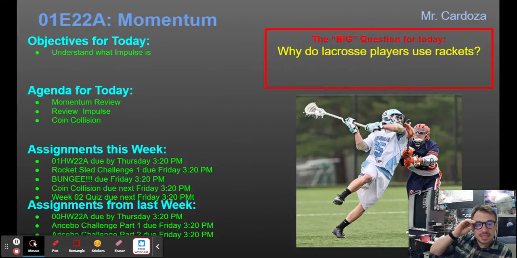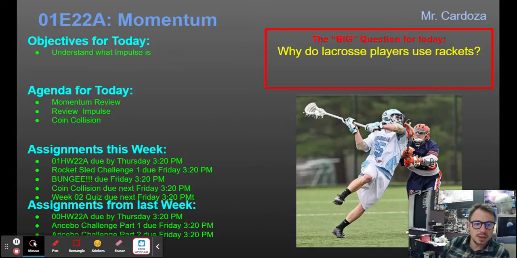All right. So, like I said, this is Friday's lesson for January 14th. So we're going to talk about impulse a little bit more. So we're going to review momentum, review impulse, then we're going to do a coin collision lab. So you can see here, there's quite a bit of assignments that can be done.